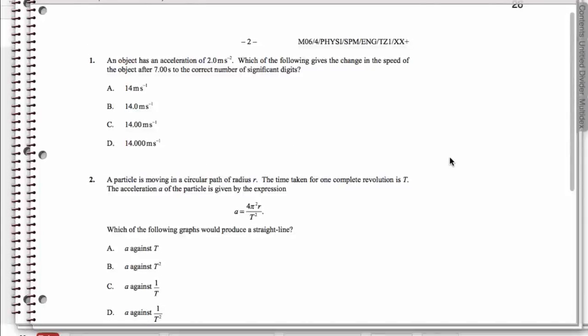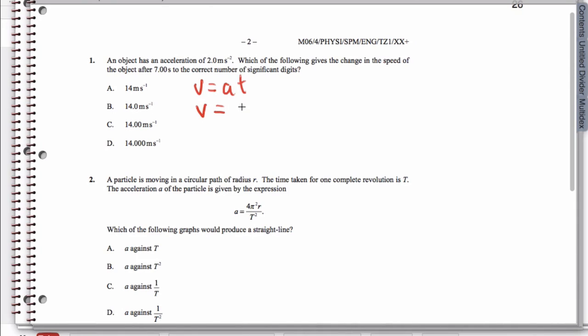Here I am, solving more physics problems. An object has an acceleration of 2 meters per second squared. We want to know which of the following is a change in the speed of the object after 7 seconds. So, we're going to use V equals AT. So V is 2 times 7, which is 14.